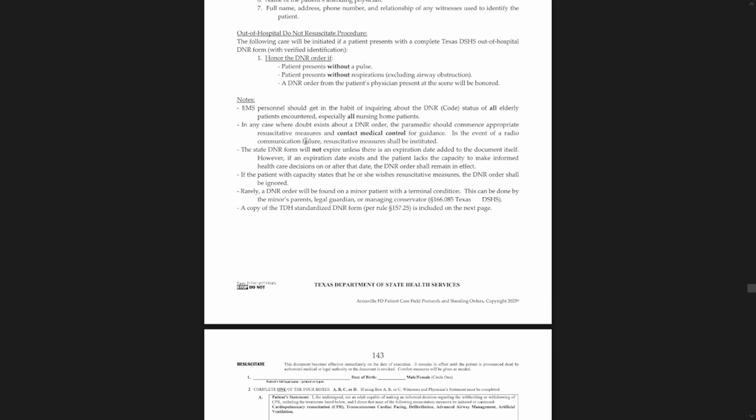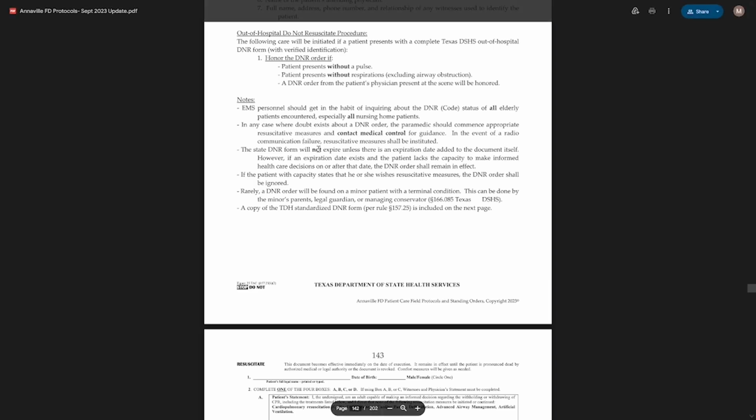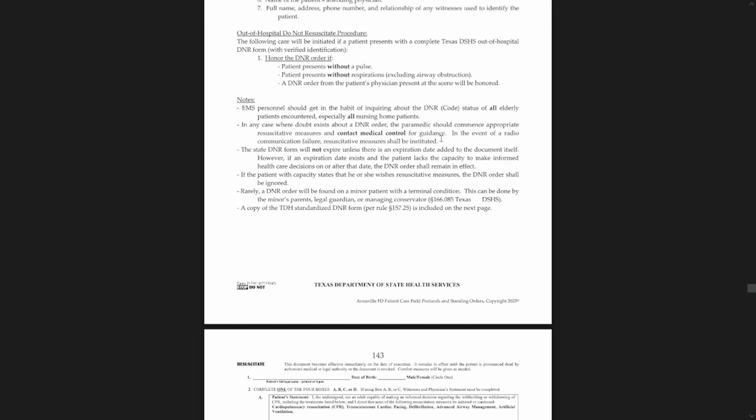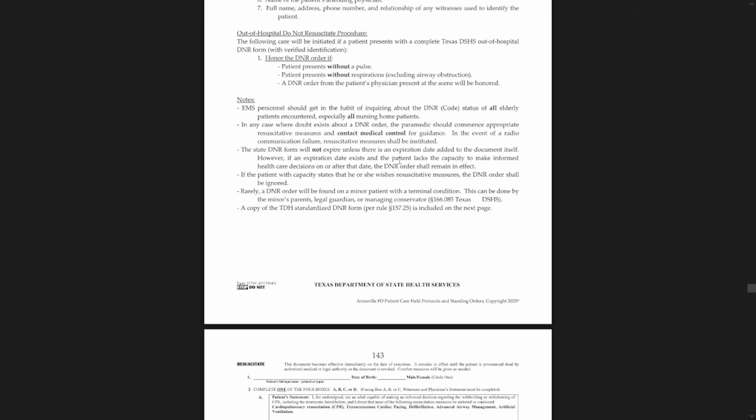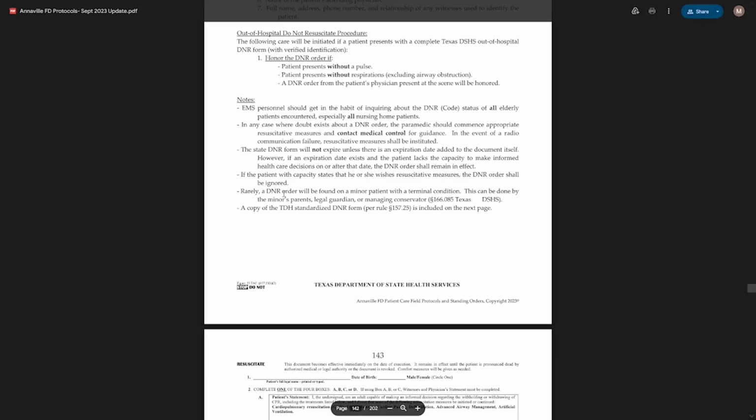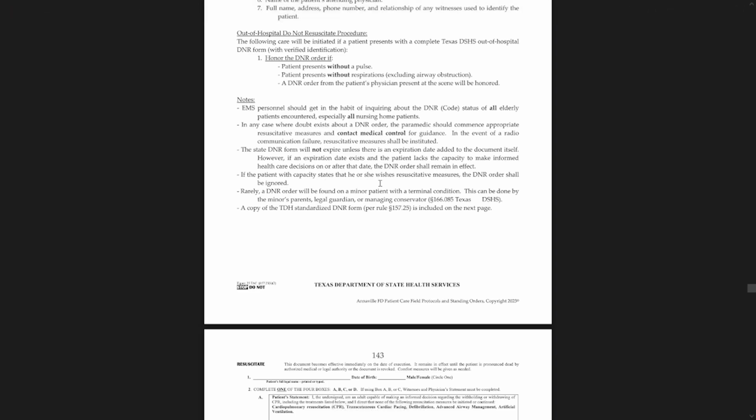The state DNR form will not expire unless there is an expiration date added to the document itself. However, if an expiration date exists and the patient lacks the capacity to make informed healthcare decisions on or after the date, the DNR shall remain in effect. If the patient with capacity states that he or she wishes resuscitative measures, the DNR order shall be ignored. Rarely, a DNR order may be found on a minor patient with a terminal condition. This can be done by the minor patient's legal guardian or managing conservator, per DSHS.